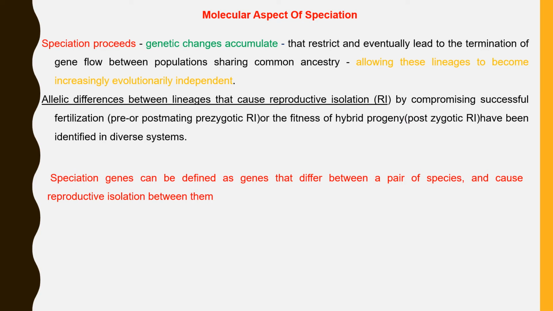In the process of speciation, variation occurs among population. Natural selection acts on them. With time, certain alleles get accumulated and fixed in the population. This leads to differences among the population over time, resulting in genetic barrier and reproductive isolation. This is when the two population is called a species. Speciation genes can be defined as genes that differ between a pair of species and cause reproductive isolation.